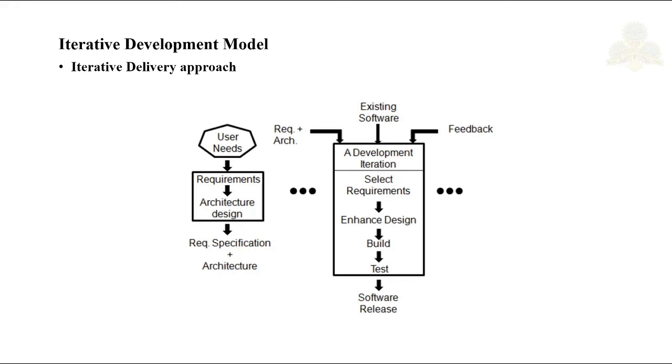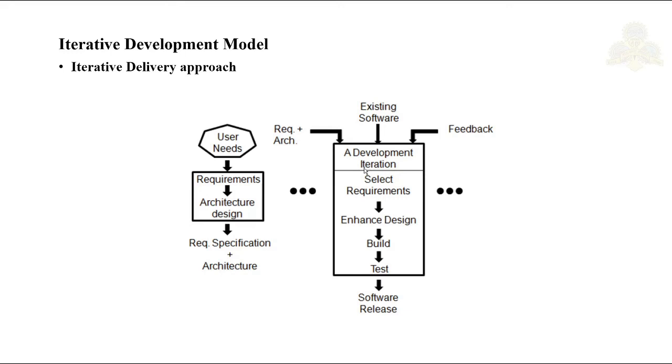First, what happens? The user needs will be written down into SRS and architecture design is done using a waterfall or prototype model. Now, the work product, that is the SRS and architecture document, is taken and the actual product is built. Now, this actual product building will be done in iterations.